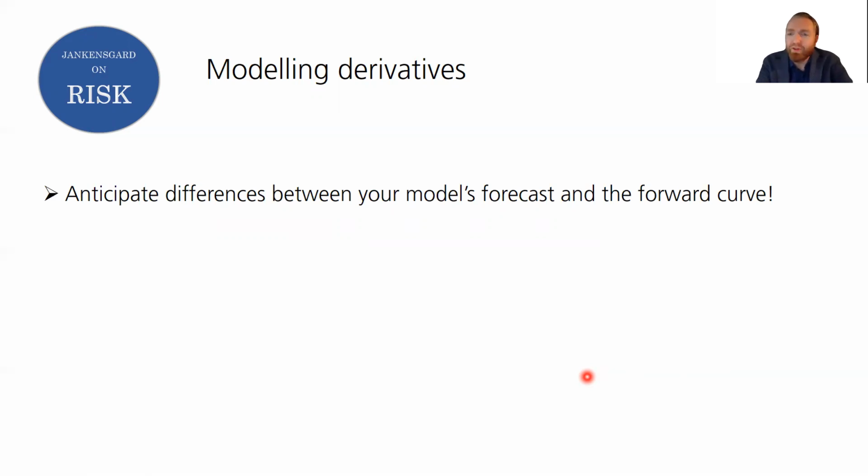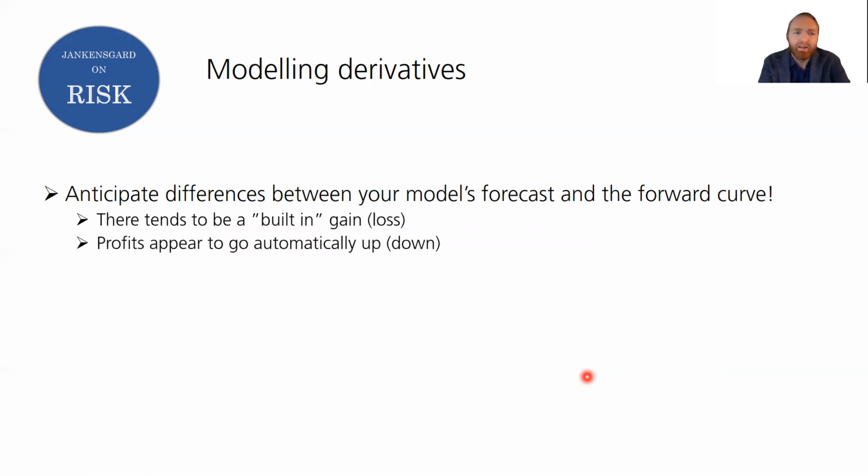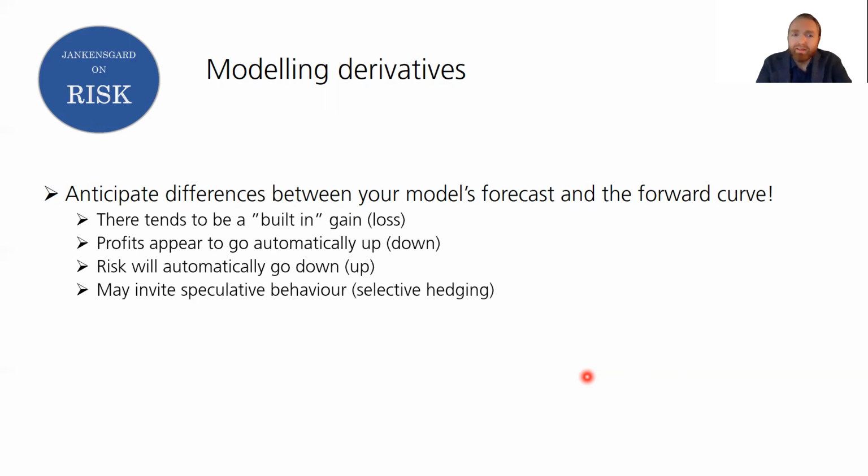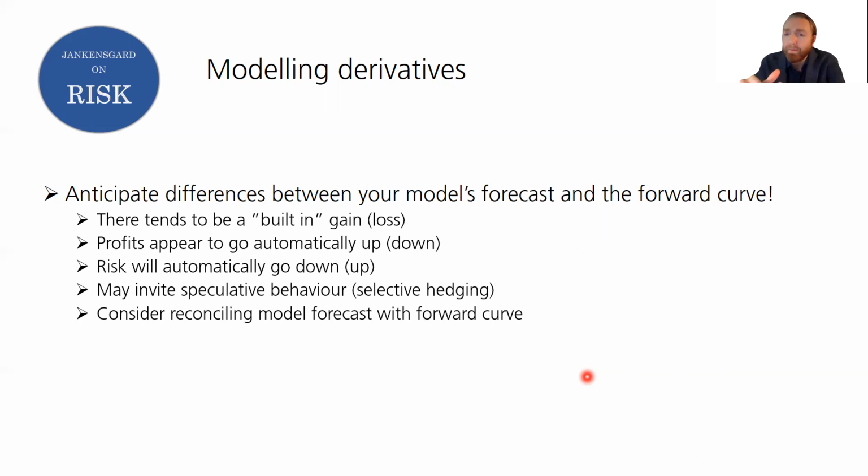And this is a puzzling feature because it seems like you can automatically just get that gain or loss if your anticipated scenario comes true, and that profits automatically go up, and risk because of that will go down. So you get a lot of these effects unless you calibrate the model forecast to the forward curve, so that initially they're identical. You can force that upon your model, and then that goes away. Otherwise, it will look like you have this built-in gain or loss, right?